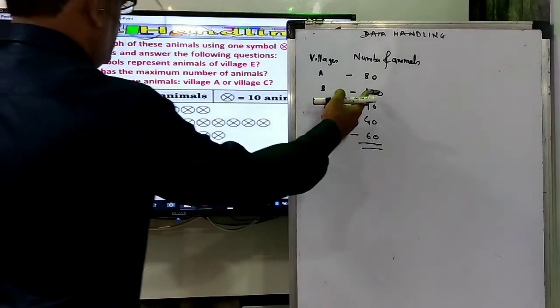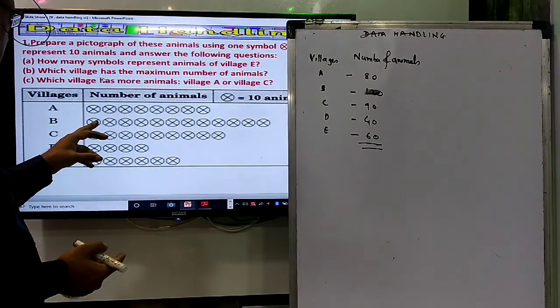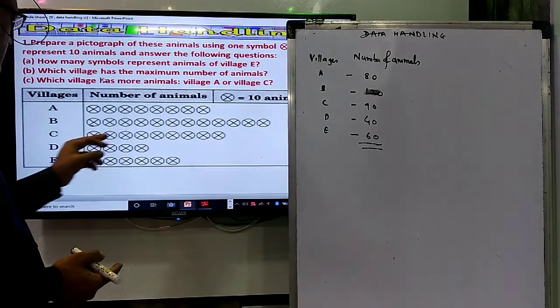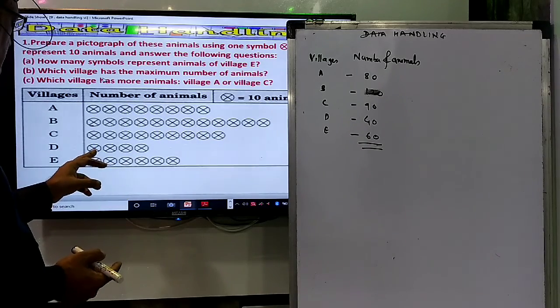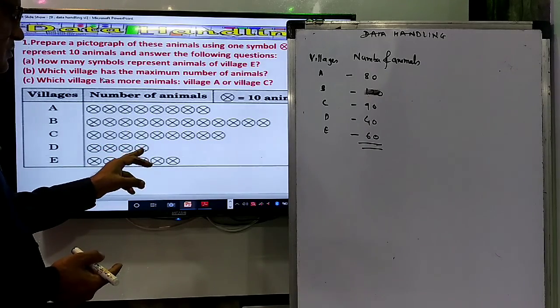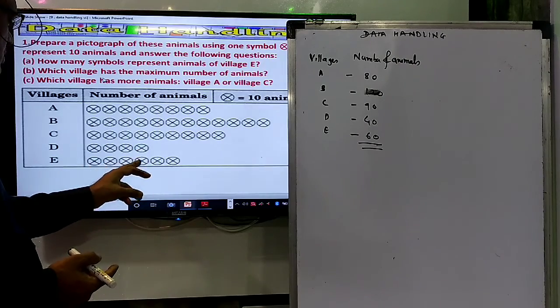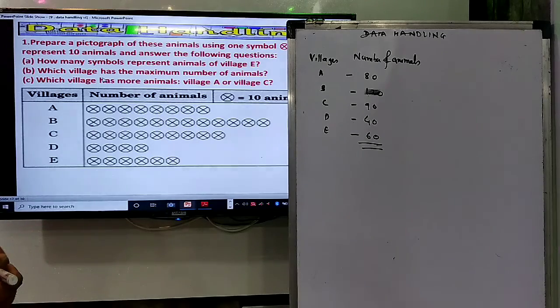Village B consists of 120 animals, which means we have to use this symbol 12 times. C consists of 90 animals, which means we use this symbol 9 times. D consists of 40, that is 1, 2, 3, 4. We have to use this symbol 4 times. And E consists of 1, 2, 3, 4, 5, 6. 6 into 10 is 60 animals. So this is how we have made the pictograph, the first part of this question.